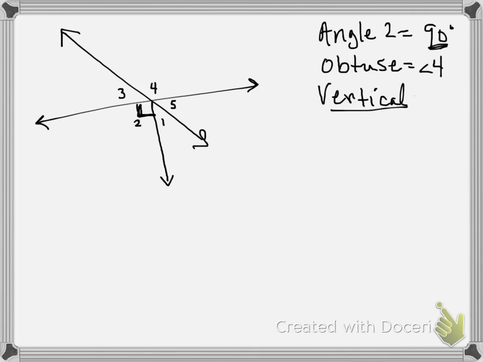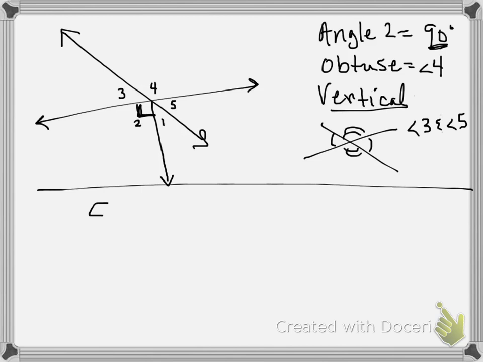And vertical angles are just across from one another in an X. So these two are equal, and these two are equal. So in our picture, the only vertical angles that we have are angle 3 and angle 5. So those are actually equal to one another. All right, so let's look at an example here.